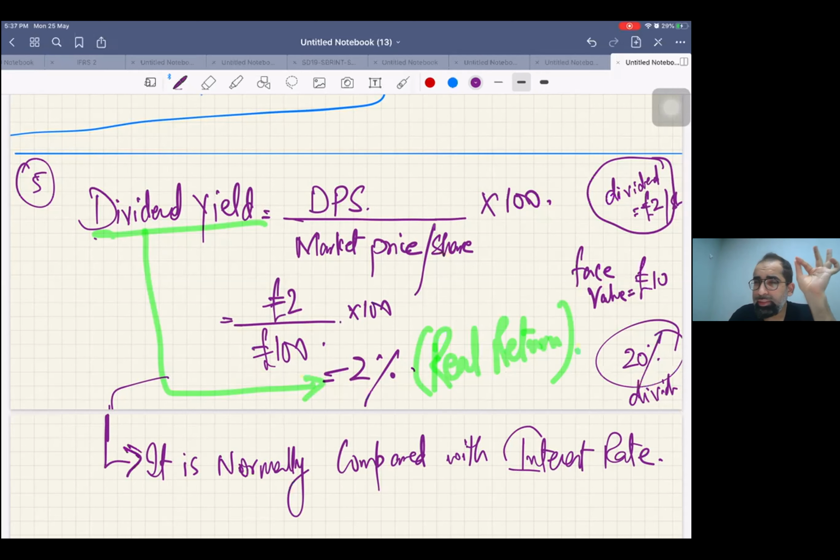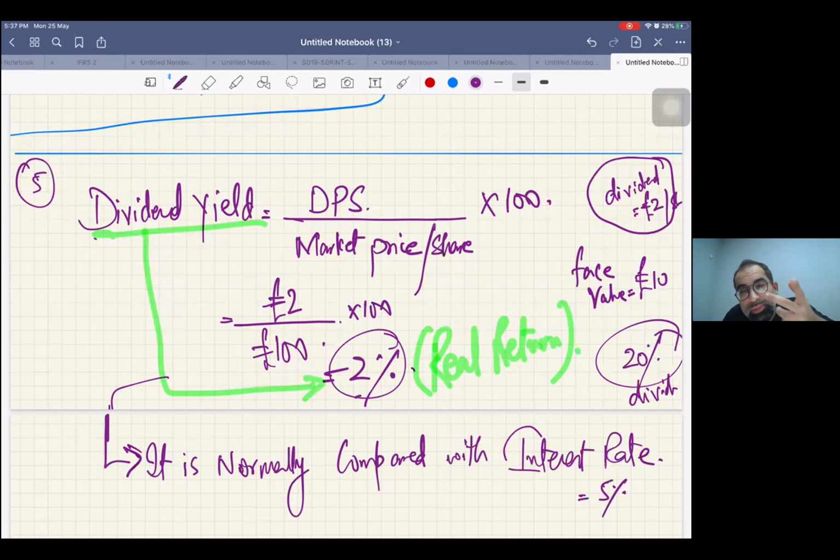When you buy an ordinary share from the stock market, how many types of return do you normally get? Two types of return. Number one is dividend, and the second return is capital gain. So if the dividend yield is less than the interest rate, there is no need to worry. For example, the interest rate is 5% and the dividend yield of the share is 2%.